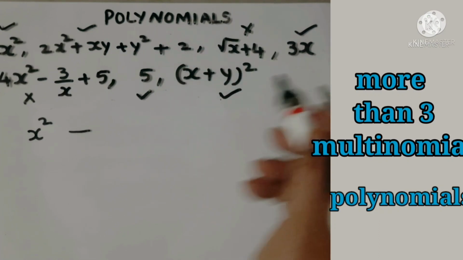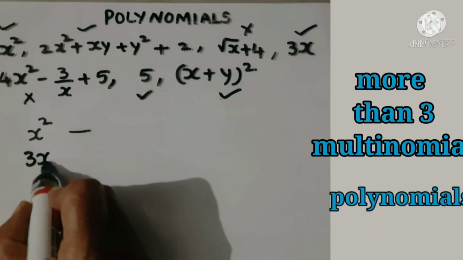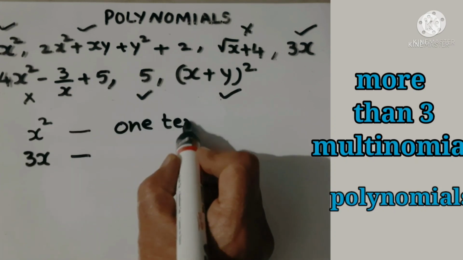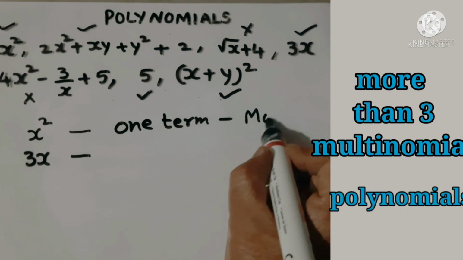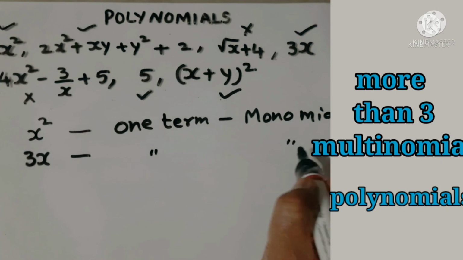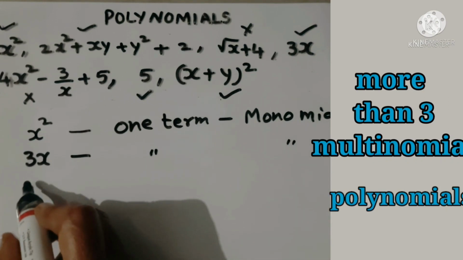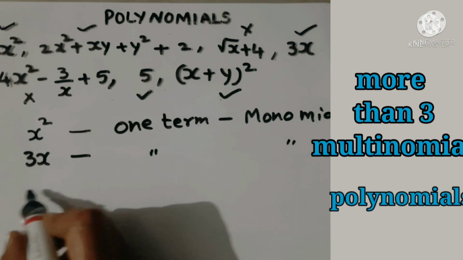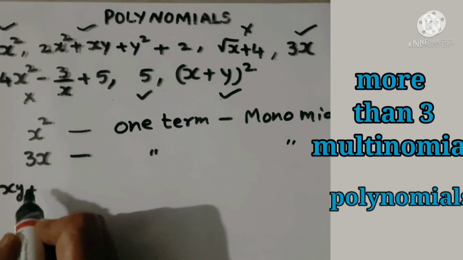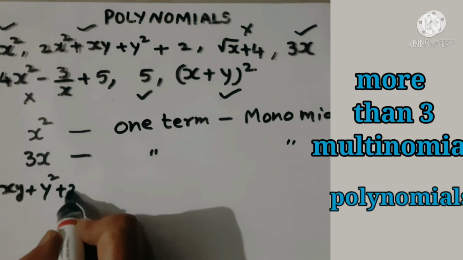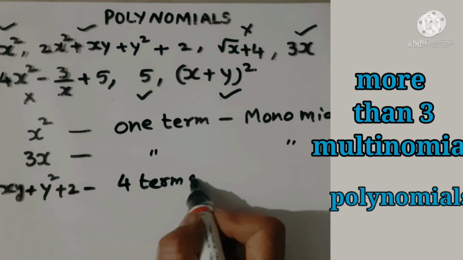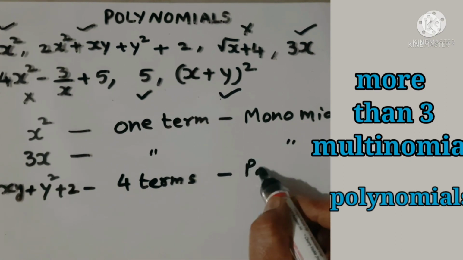So here also 3x is there. How many terms are there? One term. One term means monomial. So if there are 4 terms, 2x square plus xy plus y square plus 2. How many terms? 4 terms. Then we call it as polynomial.